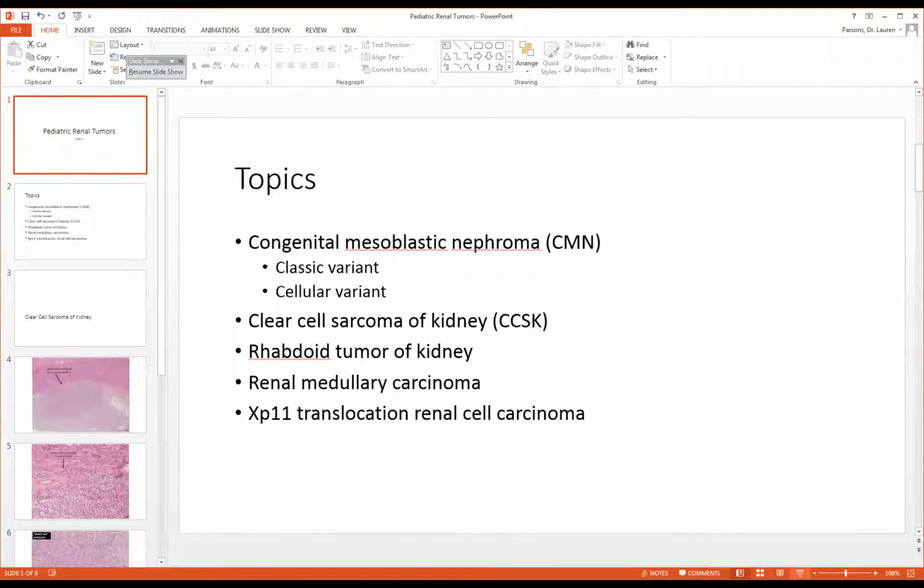We'll move on now to a different tumor. And I apologize in advance that I do not have actual slides for this, unfortunately. But we're going to talk a little bit about clear cell sarcoma of kidney.